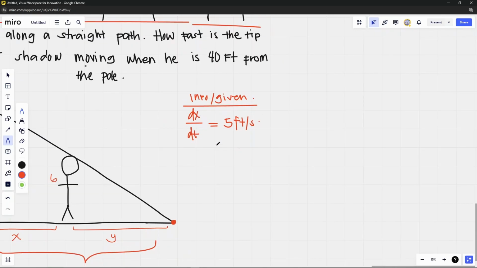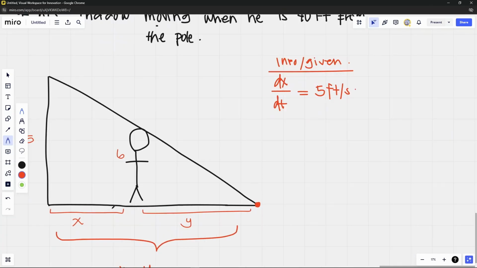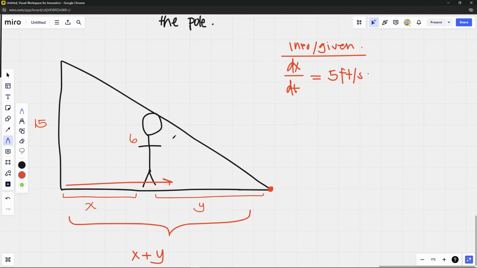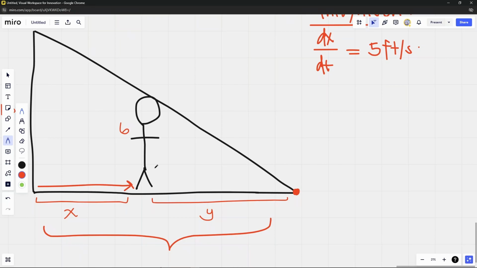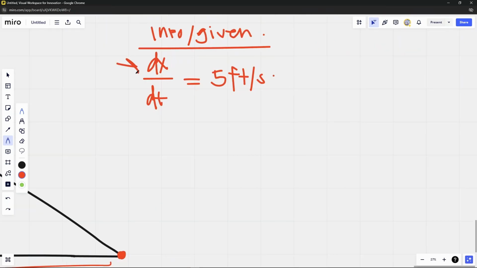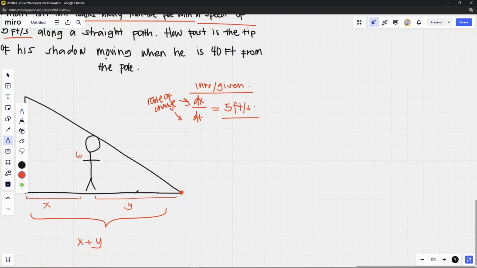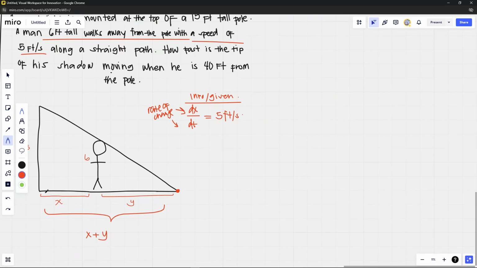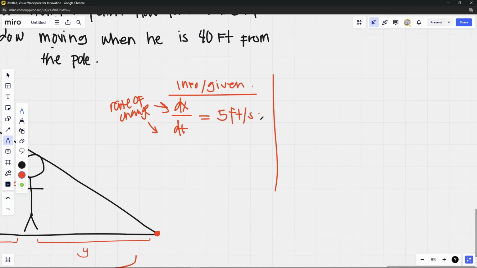Sabi niya, yung lalaki daw, papalayo siya sa pole at a rate of 5 feet per second. dx/dt is our rate of change with respect to time. And positive siya kasi papalayo yung lalaki sa pole. Hindi naman siya papalapit. Kung papalapit yan, magiging negative yung rate. Yun ang given actually.